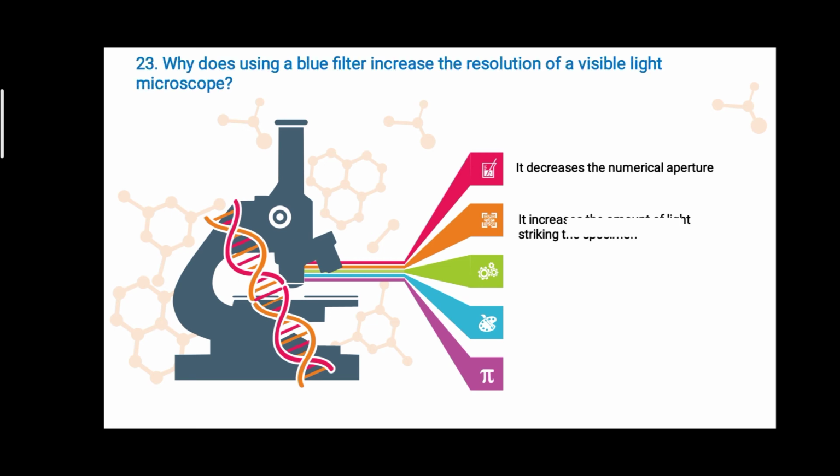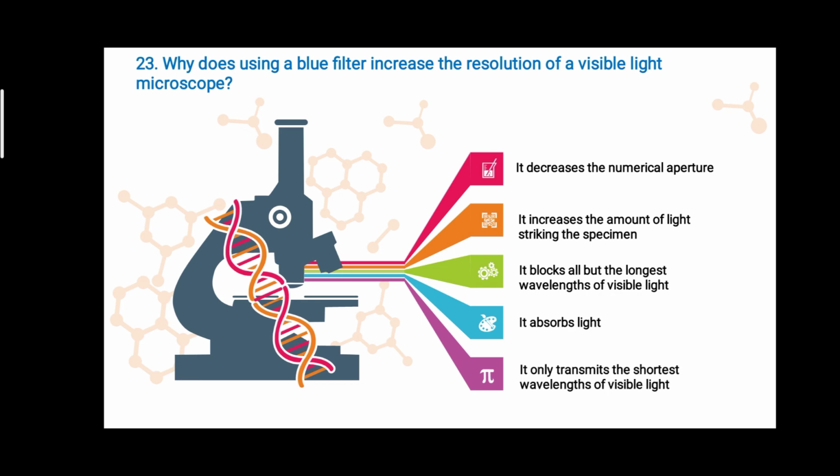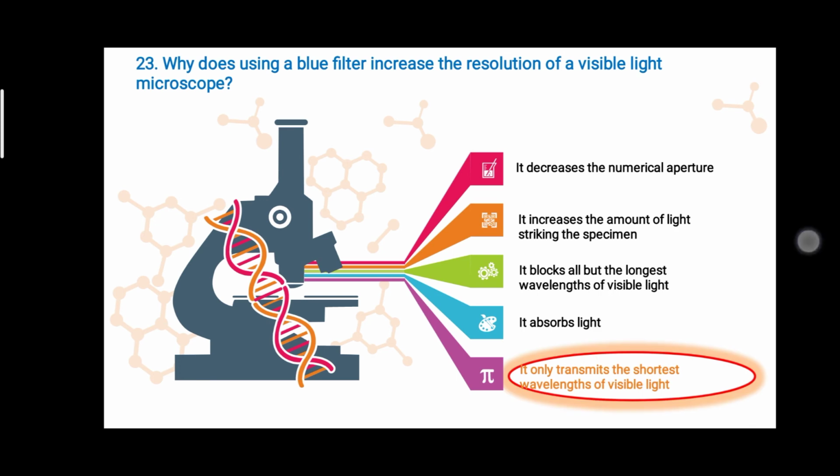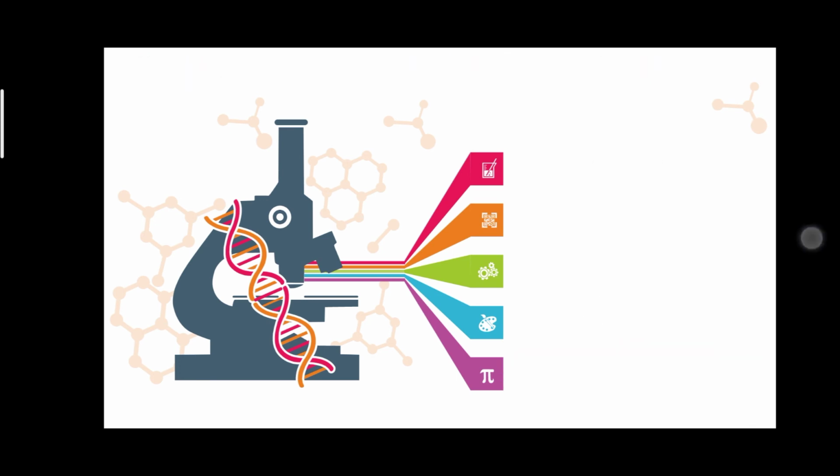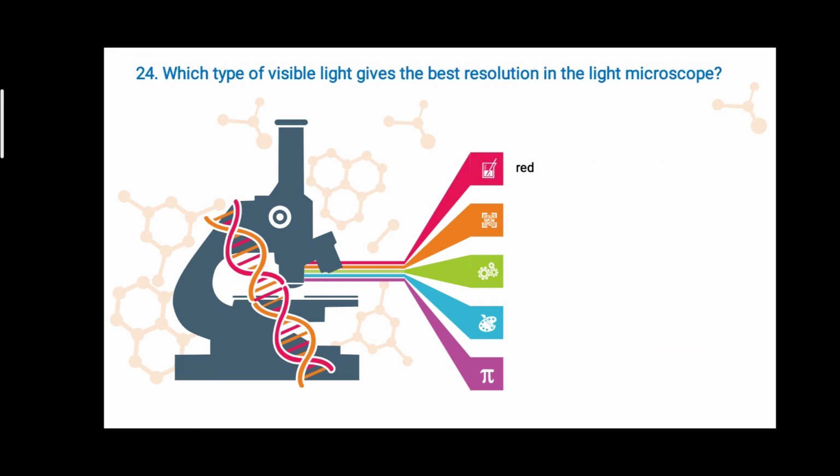Why does using a blue filter increase the resolution of a visible light microscope? It only transmits the shortest wavelength of visible light. Which type of visible light gives the best resolution in the light microscope? Blue color.